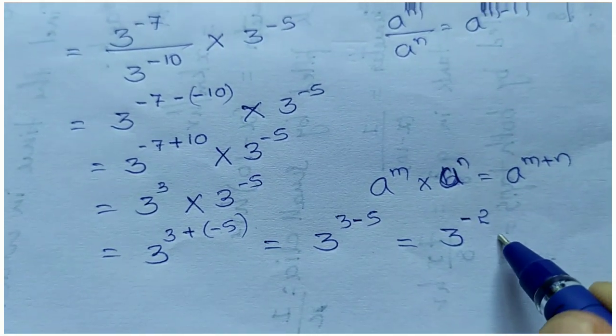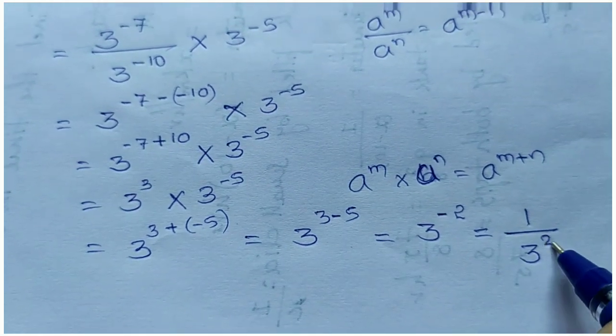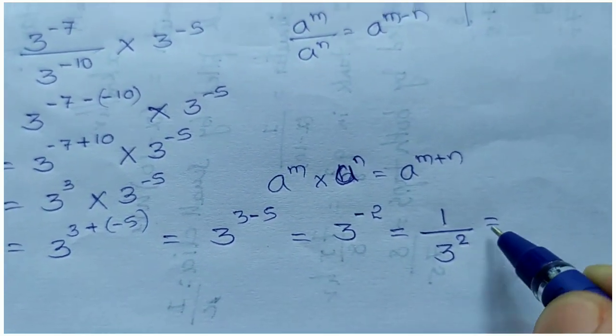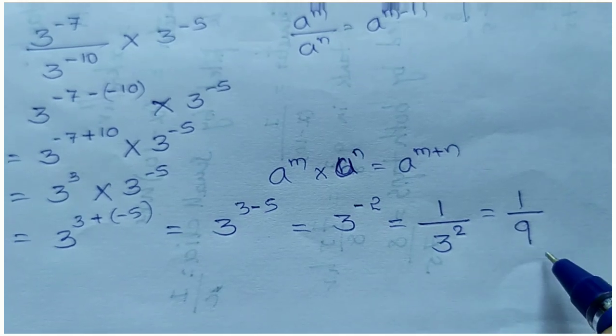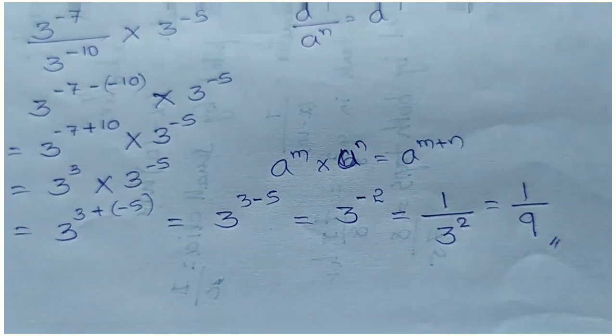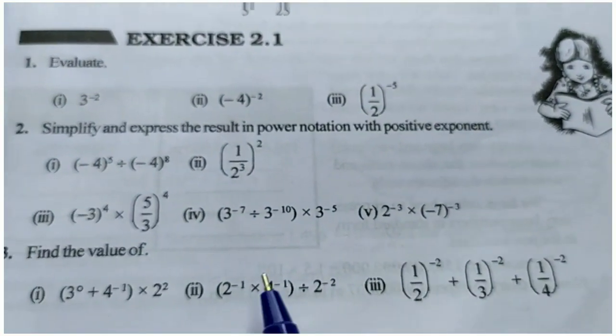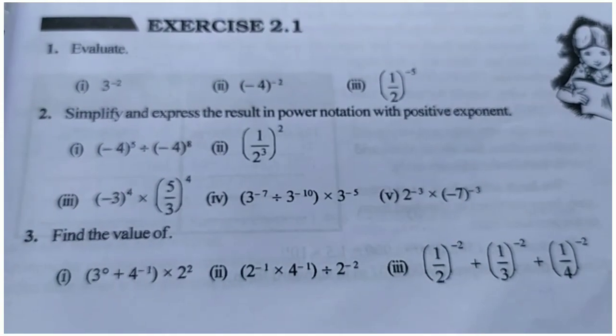How to write 3 to the power minus 2? 1 by 3 square. 3 square means what? 9, that is 1 by 9. So this is our final answer, 1 by 9. Here the fifth one is for your practice. Now I am directly going to the third main.